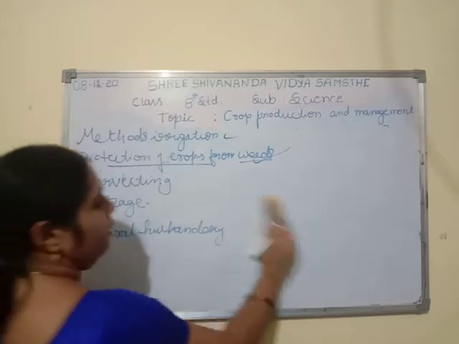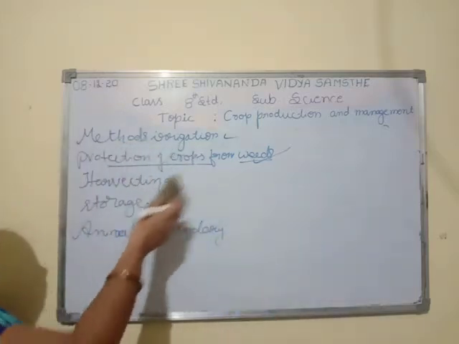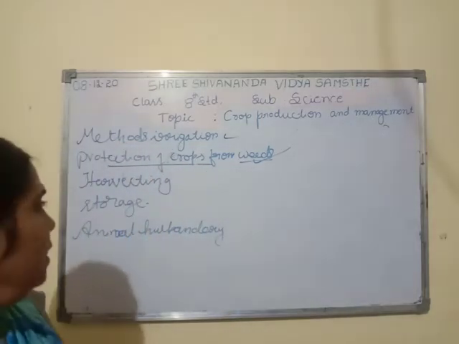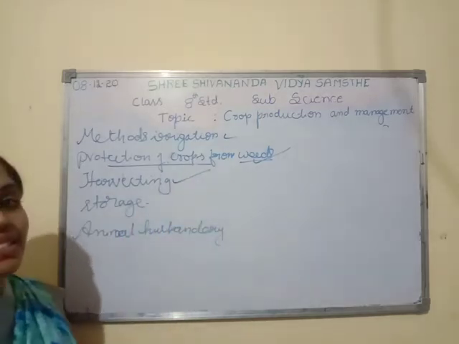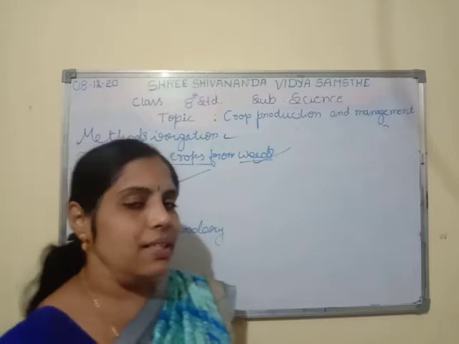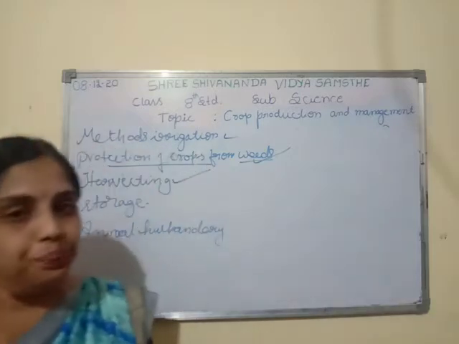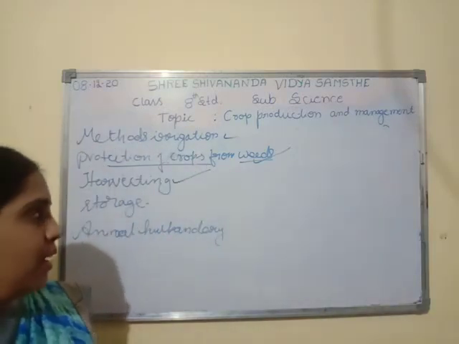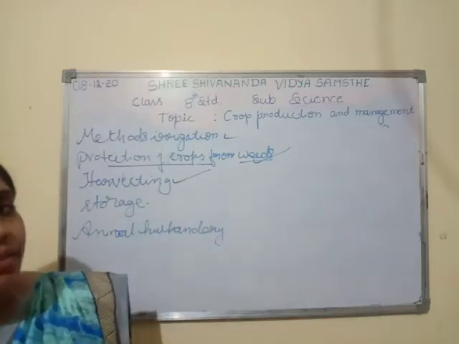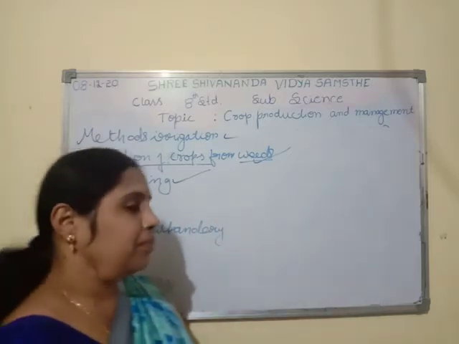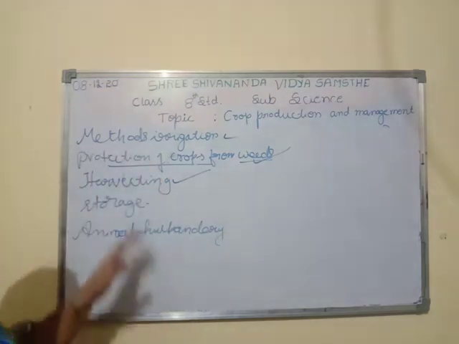Okay, after irrigation and after protection of crops from weeds, the next step we are going to do is harvesting. Harvesting andre eno? It is just like katavu madodu. Okay, so here in this method a matured plant will be separated from the land. That is called harvesting.